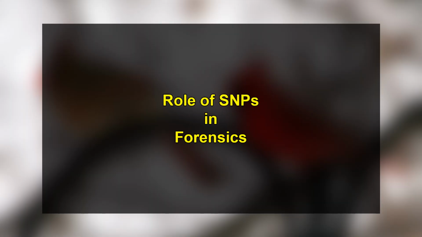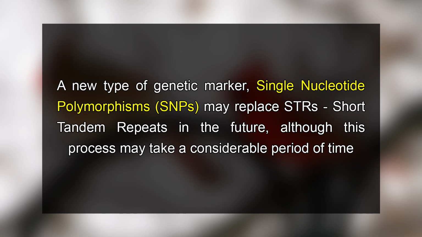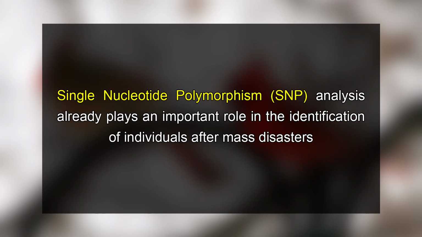Dear students, let's now talk about the role of SNPs in forensics. A new type of genetic marker, single nucleotide polymorphism, or SNPs, may replace STRs in the future, although this process may take a considerable period of time. The amplification product of individual SNP sites can be very short, which makes SNPs suitable for the analysis of highly degraded forensic samples. SNP analysis already plays an important role in the identification of individuals after mass disasters.